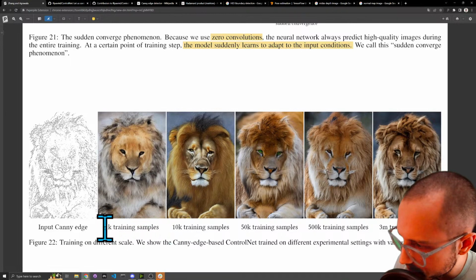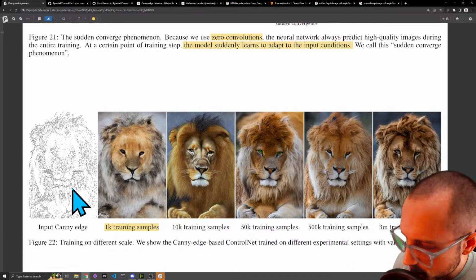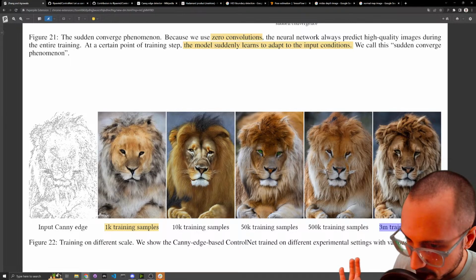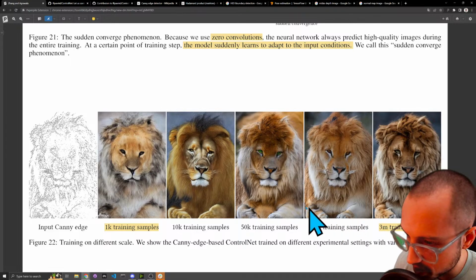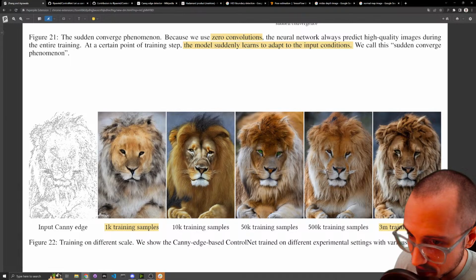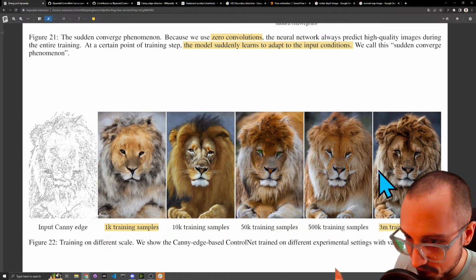So here they show with different dataset sizes. They fine-tuned the Stable Diffusion model for specific types of control inputs. For the input Canny edge, they created 3 million. But here they show you how if they fine-tune it with a smaller data set, you get different results. You can see here how fine-tuning with 1K, pretty bad. But then fine-tuning with 3 million, this is pristine. Look at the texture of this main.